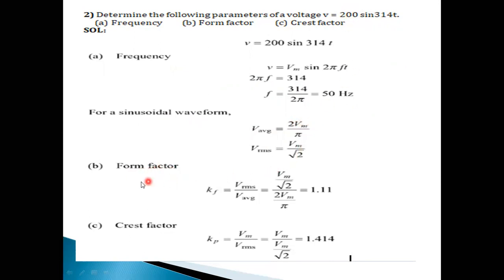Yeah, we all know one other factor, crest factor and form factor. Form factor is nothing but RMS to average. Crest factor, in the sense, is maximum value or peak value to RMS value. We get these two values while solving these things. It's a simple numerical, but remember the voltage equation format here, v equal to Vm sine omega t.